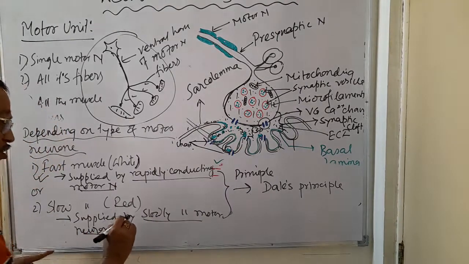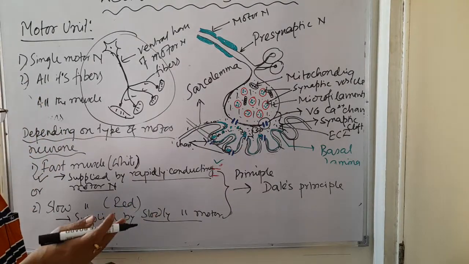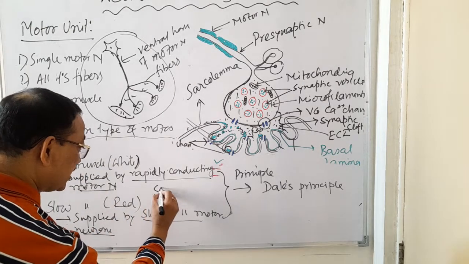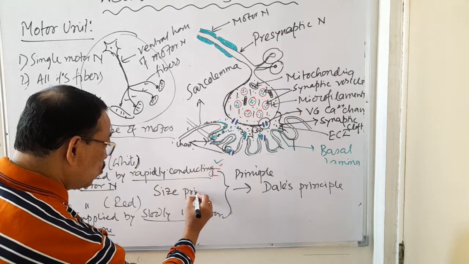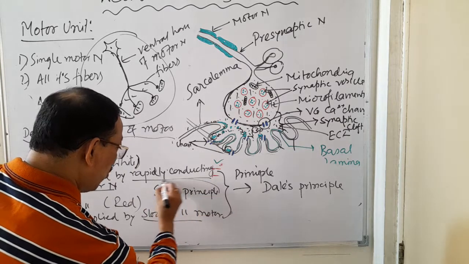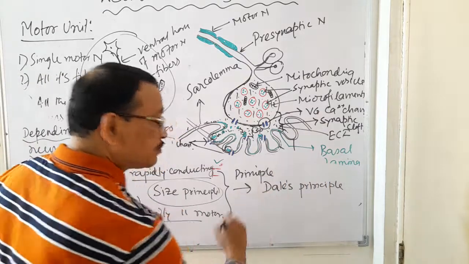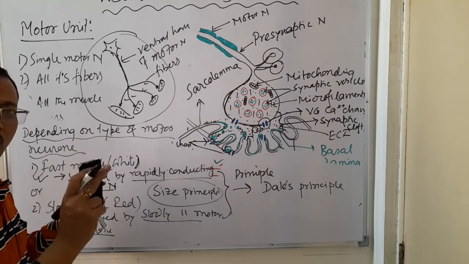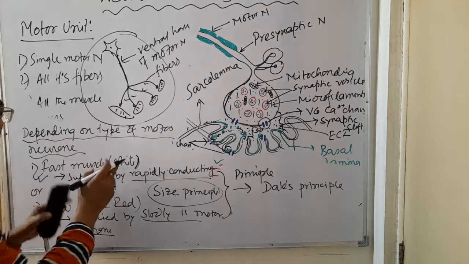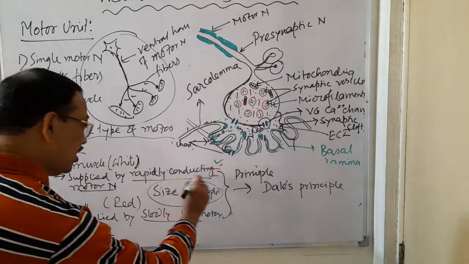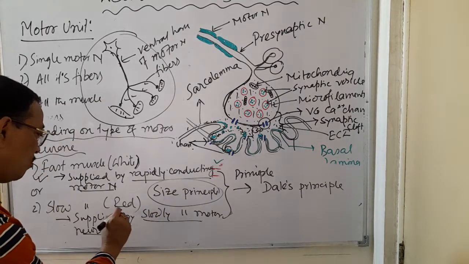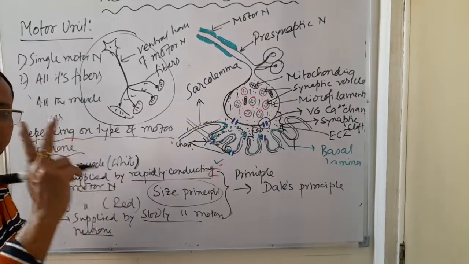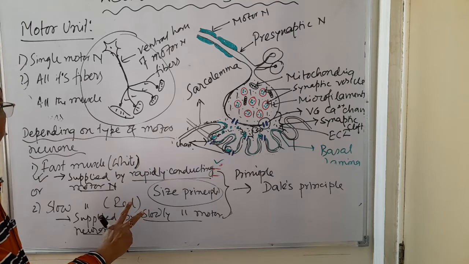And as I told, the fast muscle is supplied by the rapidly conducting motor neuron, and slow muscle is supplied by the slow conducting motor neuron, and this is the principle which is known as the size principle. So two things are important here. One is the size principle, another is the Dale's principle. Size principle is that fast muscle, or white muscle, will be supplied by the rapidly conducting motor neuron, whereas slow muscle or red muscle will be supplied by the slowly conducting motor neuron. So that principle is known as size principle.